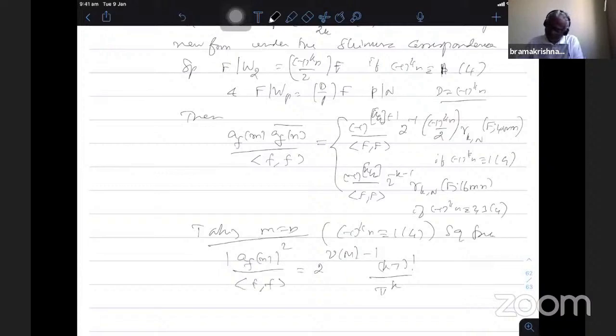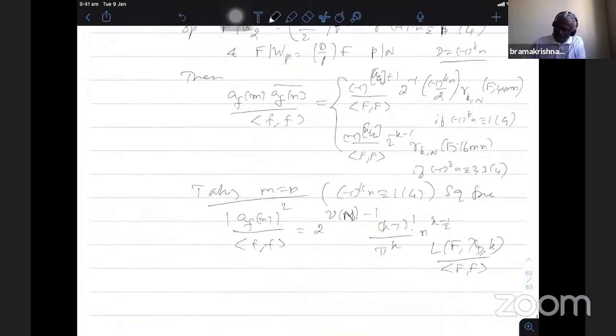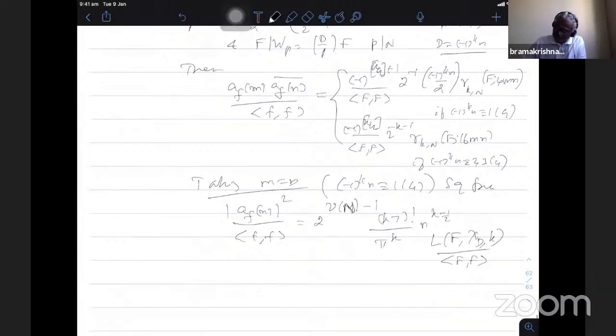Actually, this is 4n, right? No, n is odd. So I should have written here, you can put this as n only. Pi power k, n power k minus half l capital F pi d k by inner product F. Okay, so mu is the number of distinct prime factors of n. So this is the explicit Walsh-Bridges result.